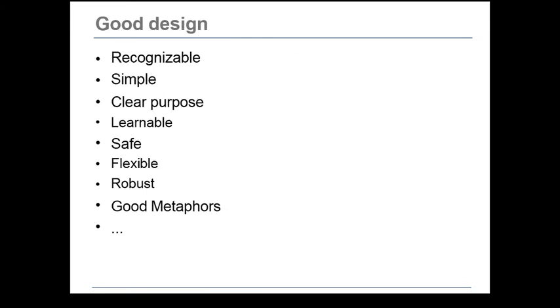So what is a good design? What are the parameters of a good design? The first one is recognizable, second is simple, the design should be very simple, third is clear purpose, what the purpose behind this application is, that purpose should be clear. Fourth is learnable, fifth is safe, sixth is flexible, seventh is robust, and the final is good metaphors. So what is the meaning of robust? That is, your particular system will work in any condition, any circumstances, it will survive.